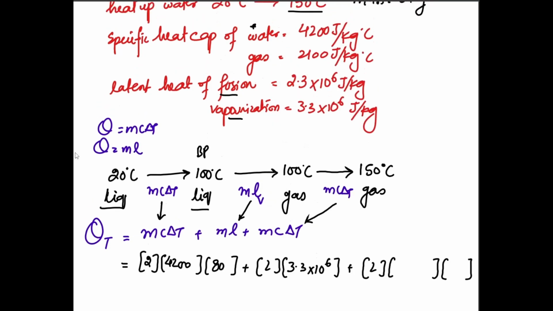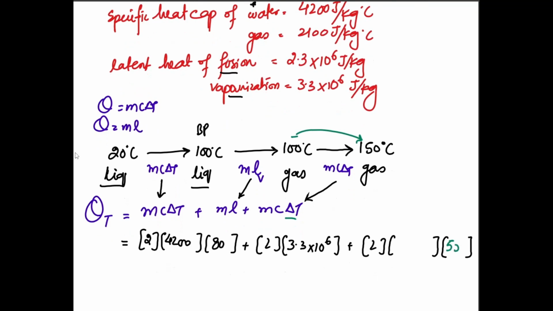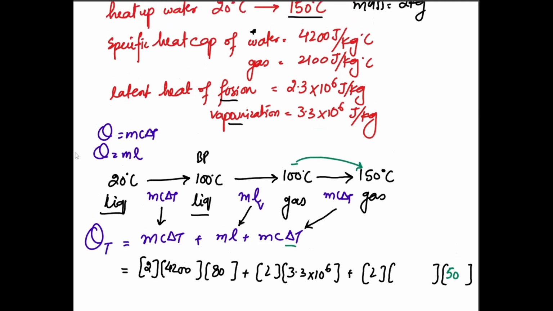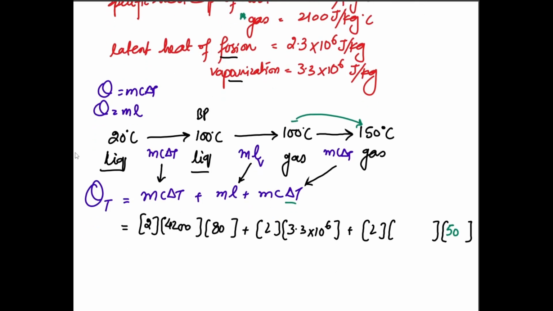And in the last stage, we observe that the change in temperature, that is the ΔT, is from 100 to 150. So I can directly write down that we have a change of 50 degrees centigrade, right? And over here we have the specific heat capacity of gas. So I will ignore the value of water and consider the value of gas. I will write down 2100, right?